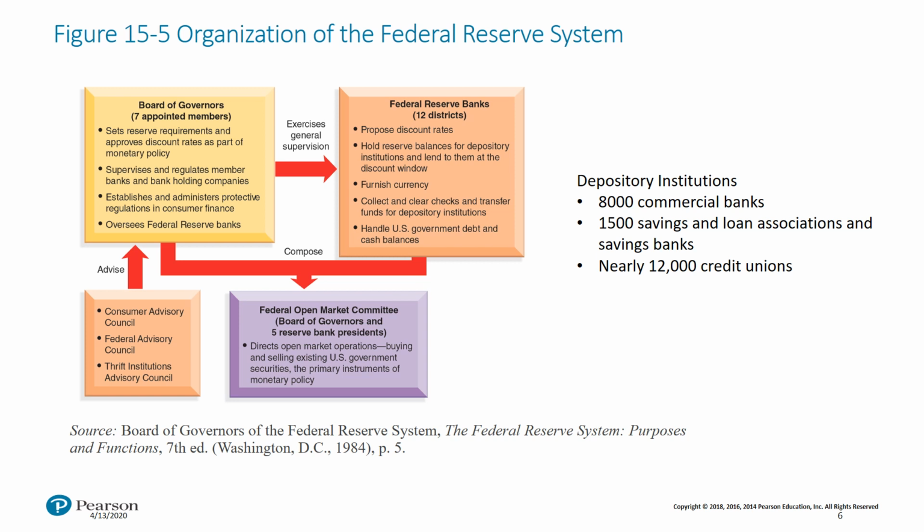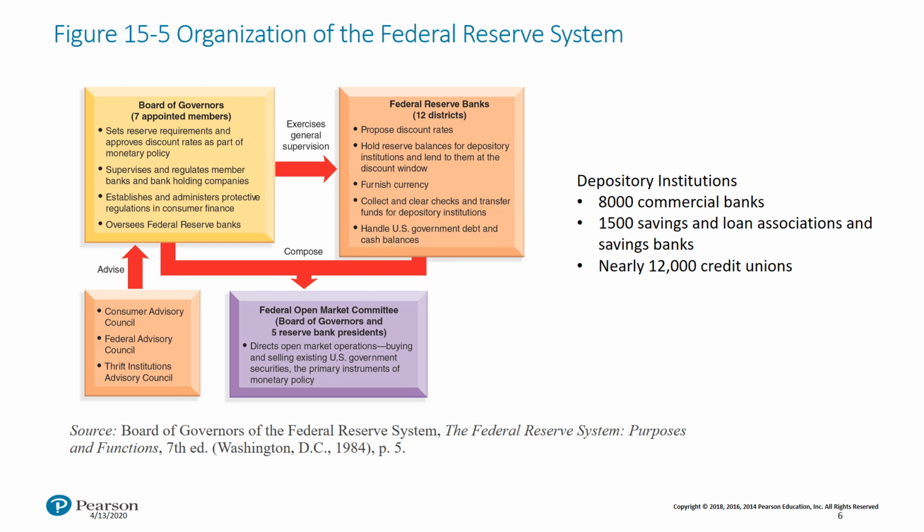The Federal Reserve banks propose discount rates, hold reserves for depository institutions, and lend to them at the discount window. They furnish currency, collect and clear checks, and transfer funds for depository institutions. They handle the US government debt and cash balances.